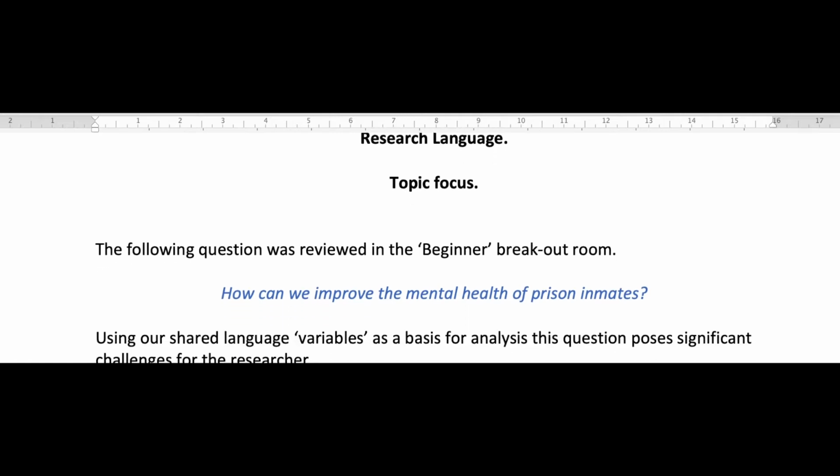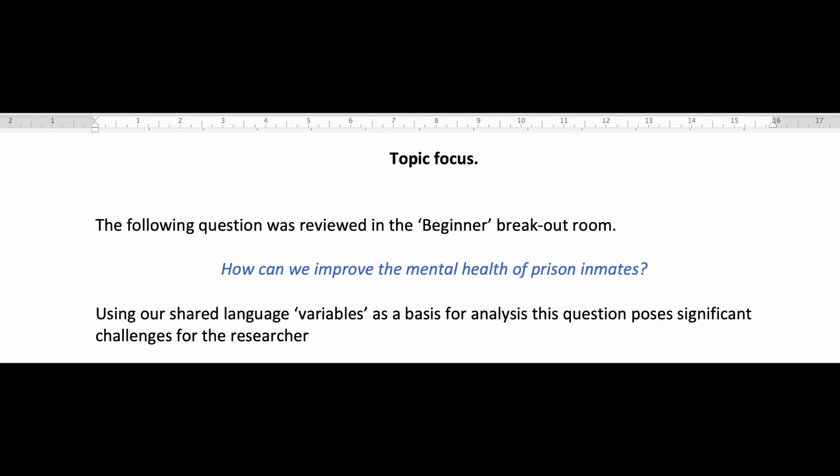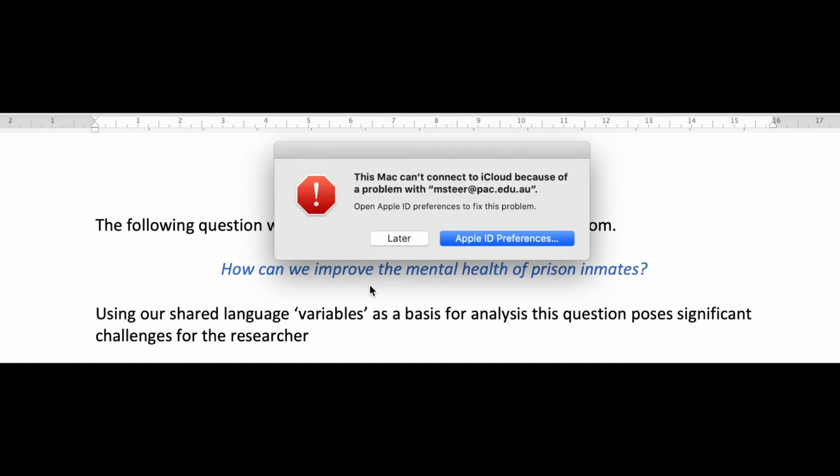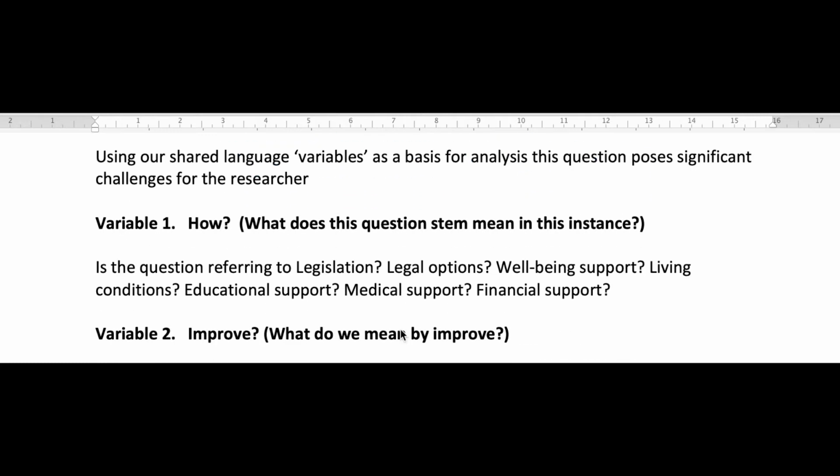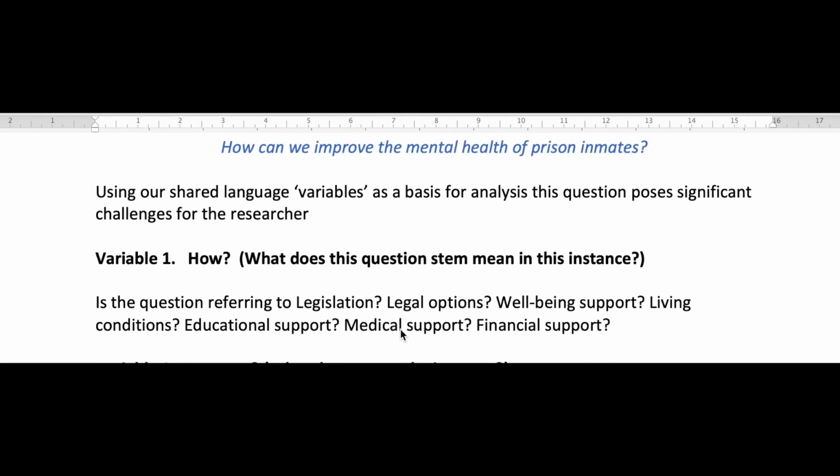So we have the word variables as the language we use within the research project. These are references to terms that are not completely clear and can be subject to interpretation. So, what are the variables in this question? I'm sure you can spot them immediately. The first one is how.